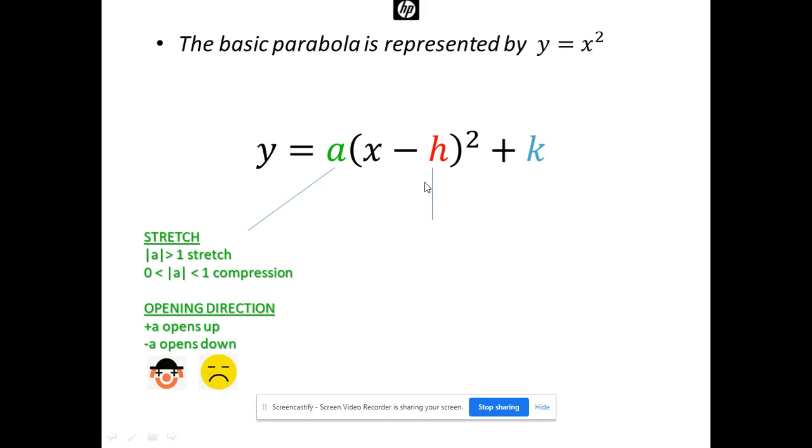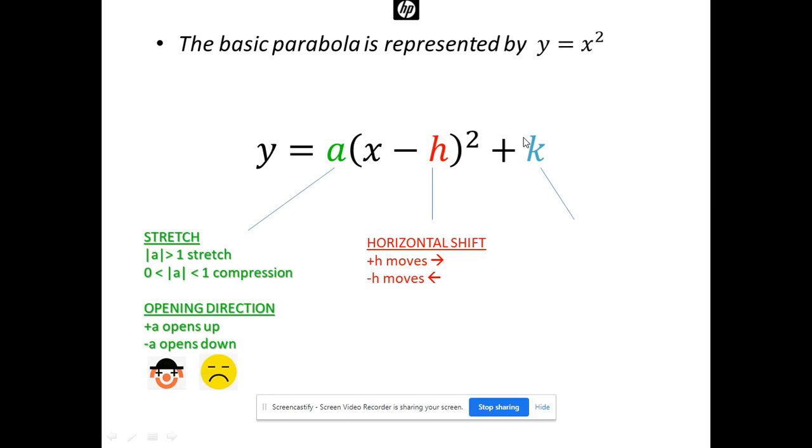Next, we look at our value of H. H is the term that's inside the bracket. H controls the horizontal shift. So if we have a positive H, that means we're moving to the right. If we have a negative H, then the parabola moves to the left.